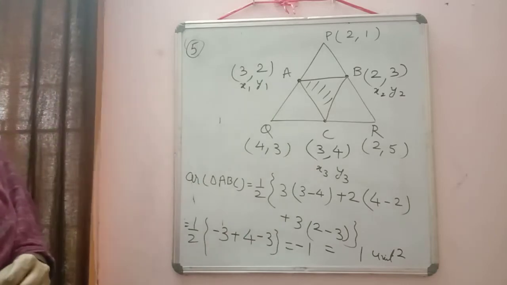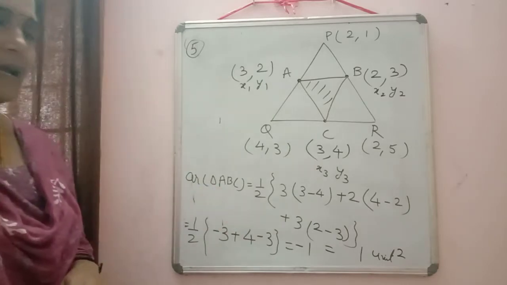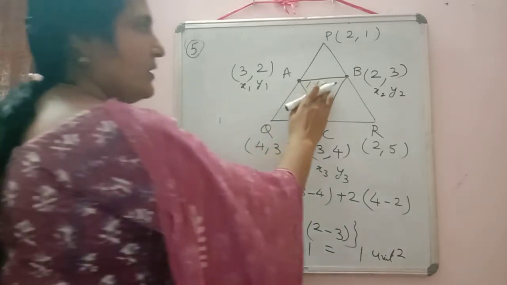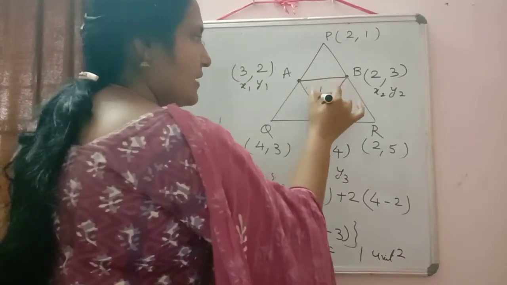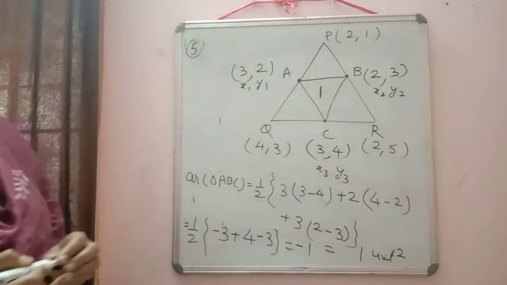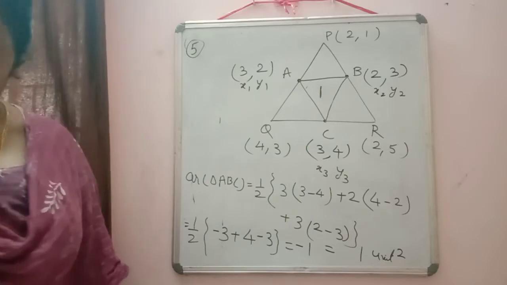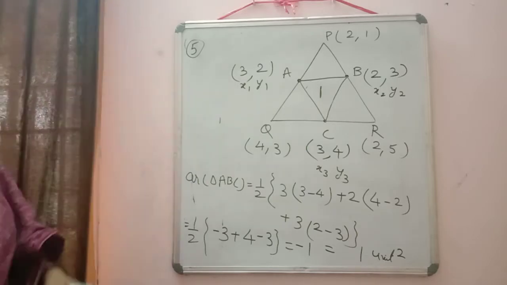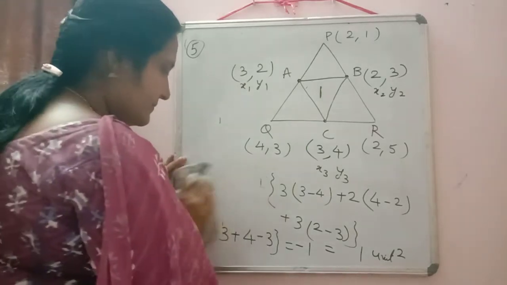Which area did we get at present? We got the area of triangle ABC. So here I am writing that we got the area of triangle ABC as 1 unit square. Now we will check what will be the area of triangle PQR.